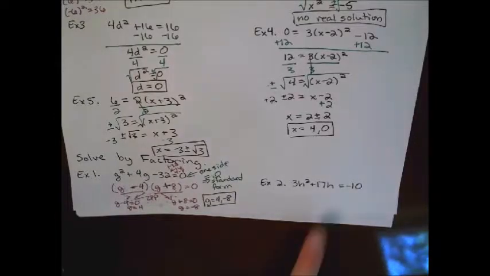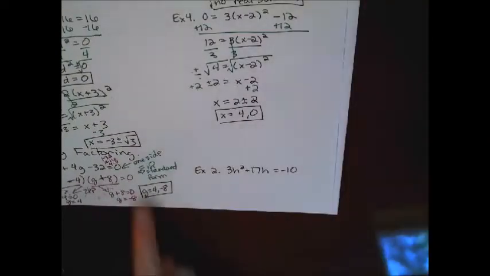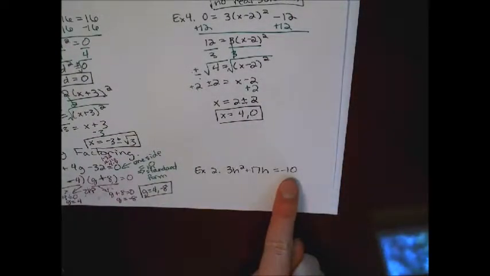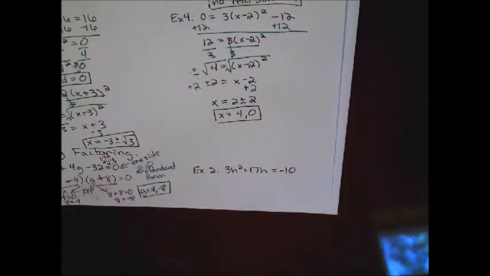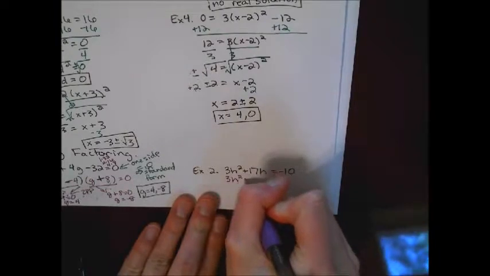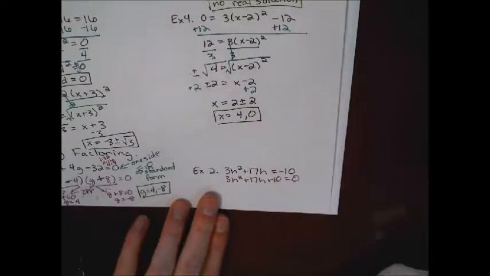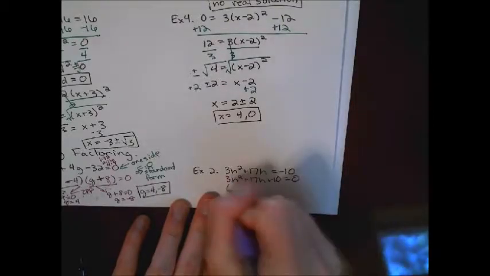Okay, so now let's go ahead and go over to example 2. Let's note, does one side equal 0? Are we in our standard form yet? Not quite. So let's move that 10 over. We now equal 0, so we can go to our factoring.